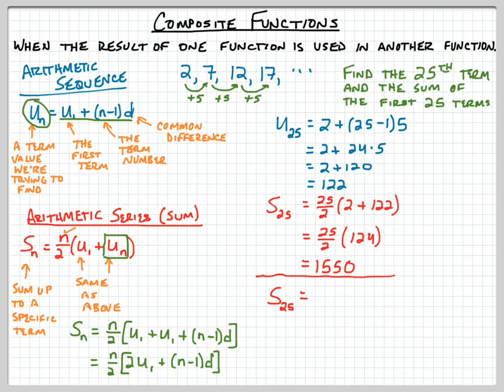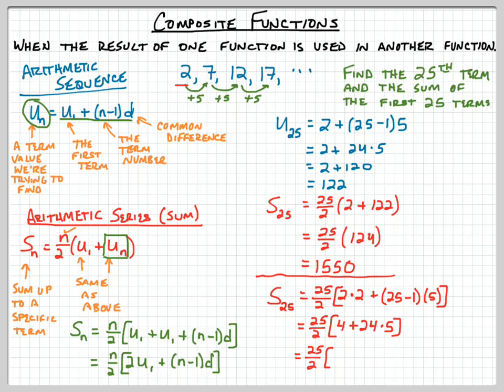So our S of 25, the sum of the first 25 terms, is going to be 25 over 2 times 2 times our first term, which is also 2. So 2 times 2 plus 25 minus 1 times 5, n minus 1 times d. And as we keep on working this out, 25 over 2 times 4 plus 24 times 5, 25 over 2, let's see, we get all that together, 4 plus 120. Well, that's 124, which we had right up above. So 25 over 2 times 124, and we already know the result of that. That's 1550. So this is working out for both of these formulas.